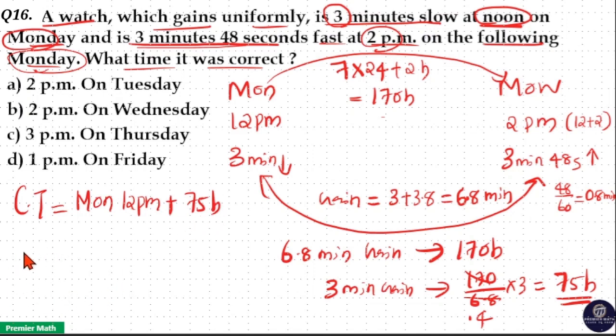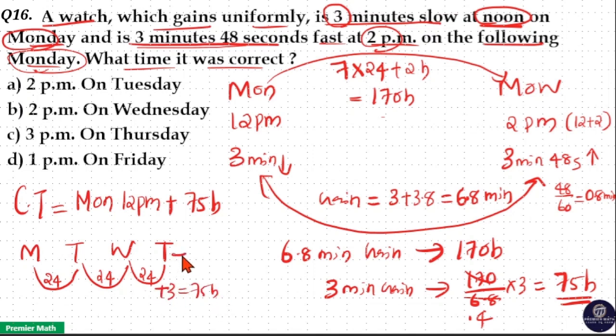Here, Monday, Tuesday, Wednesday, Thursday. Monday 12 to Tuesday 12 is 24 hours. Again Tuesday to Wednesday, 24 hours. Wednesday to Thursday, 24 hours. Now 24 into 3 is 72. 72 plus 3 is equal to 75 hours, which means Thursday 3 p.m. So option C is your answer.